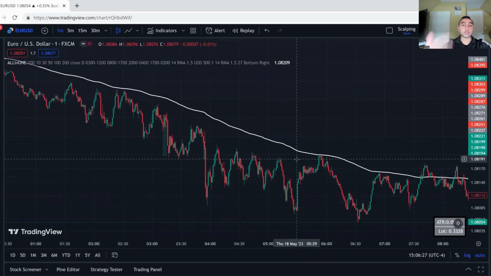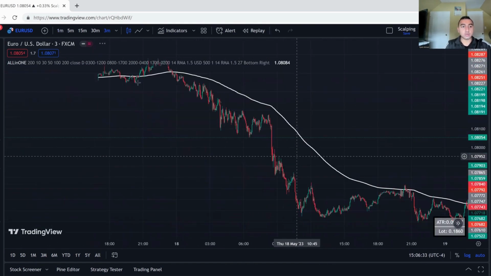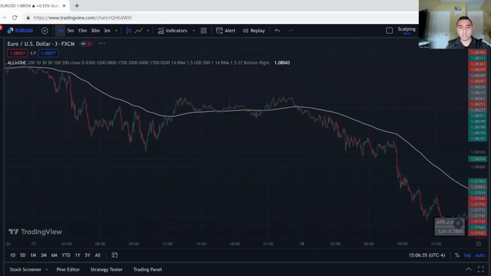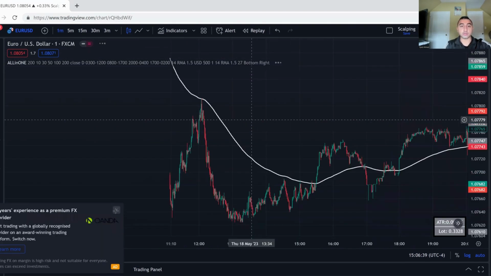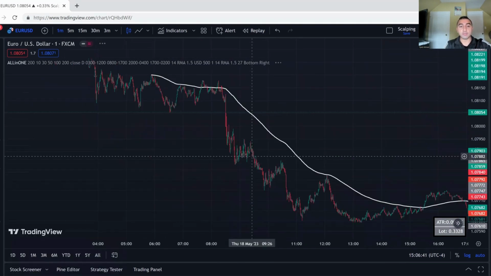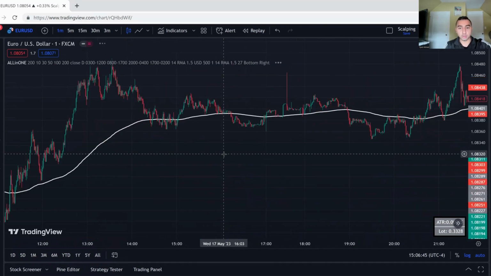But one of the first uses of the 200 period exponential moving average is a trend filter. Now, what the heck just happened? Oh, I pressed the number, just changed the time frame accidentally. But you can use different exponential moving averages as a trend filter too. You can use a 50 period, you can use a 20 period, right? But the 200 period exponential moving average is going to showcase to you what the longer term trend is, right?